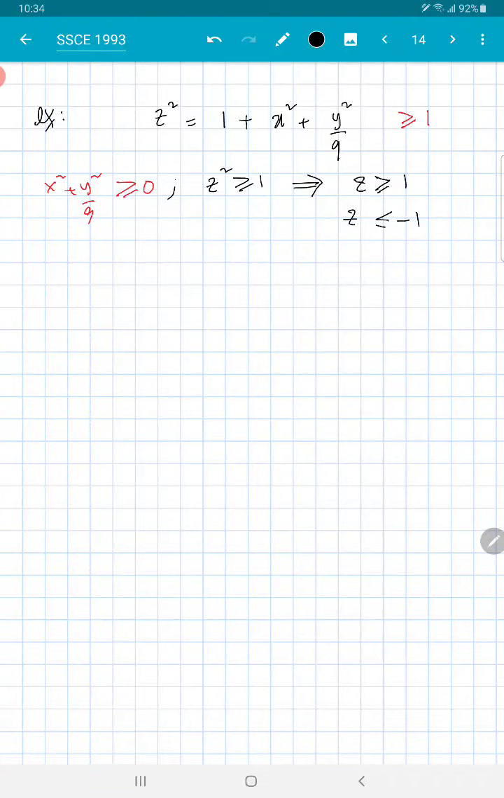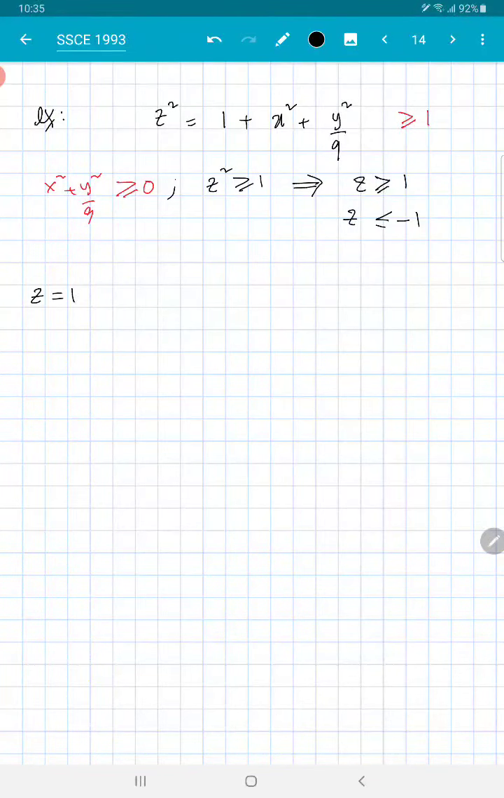Remember the view from above, we need z as a constant. Okay, so let's sketch a few level curves for different values of z. Definitely we cannot use z equals 0, because that will give you an invalid equation. So z must be larger than or equal to 1 or less than or equal to negative 1. Okay, let's pick that one.